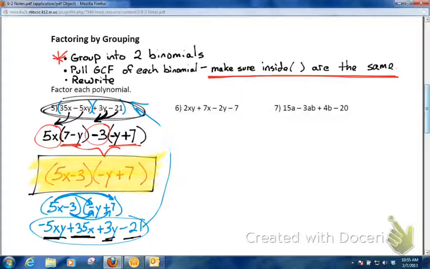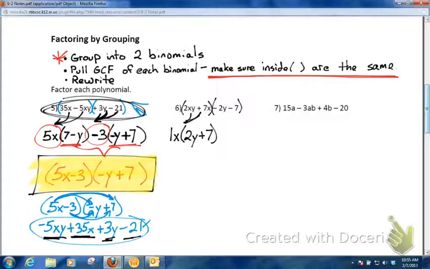So let's try this again now that we have a little bit of an understanding here. We're going to do number 6. Again, I'm going to just group my first two and my second two. First group, 2xy and 7x. 2 and 7 have no like terms, so I'm just going to factor out a 1, and then they both have an x in common. What does that leave me with? Well, it leaves me with 2y, because 2 divided by 1 is 2, and the x came out, plus 7, because you took out 7 divided by 1, and then you took that x out.